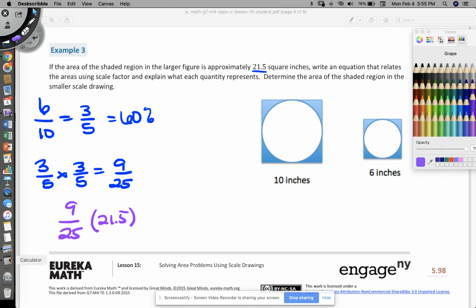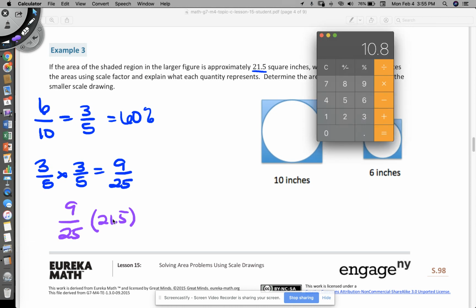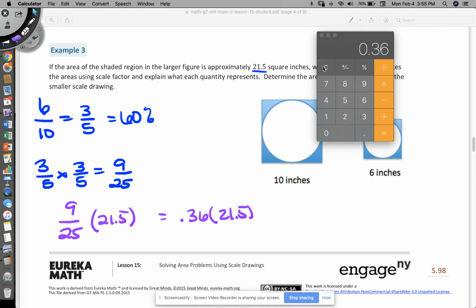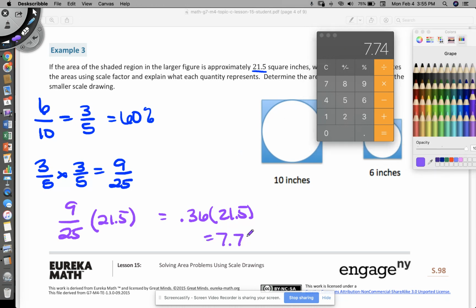All right, so I'm going to grab my calculator for this one. I want to see if 25 can go into 21.5. So let's see. I have 21.5 divided by 25. I get 0.86. Well, sort of. All right, let's try another way. Let's say 9 divided by 25. Do I get a decimal there? All right, so if I turn this into a decimal, I get 0.36 times 21.5. That might be a little bit more visually appealing. So 0.36 times 21.5, and there we go. And I get 7.74 square inches. And that's it.